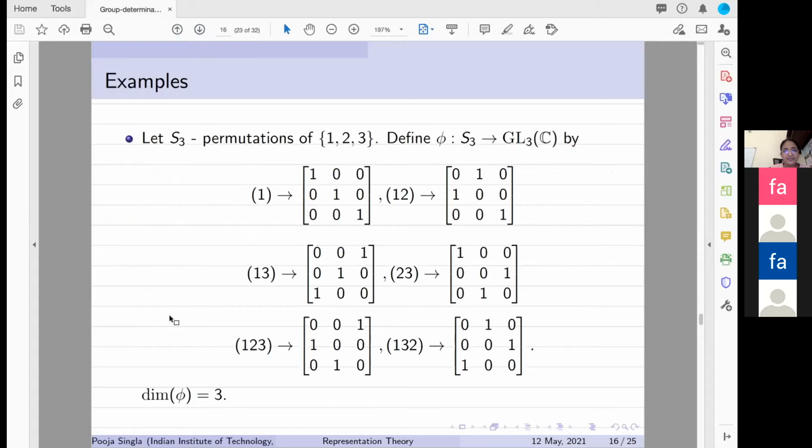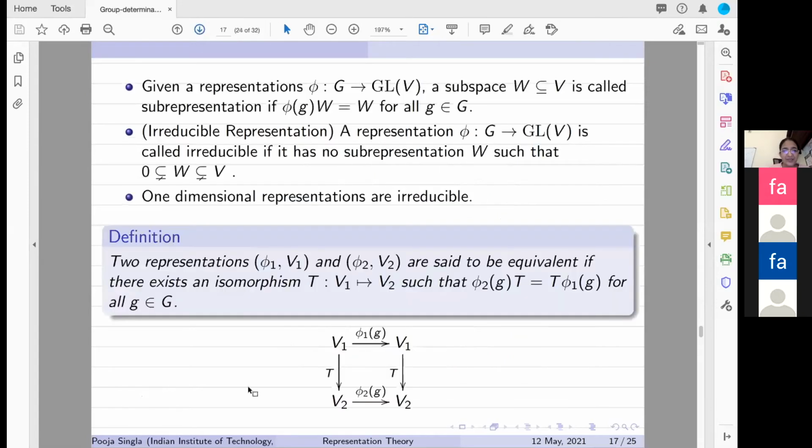Let's see some representations of higher dimension. So for example, I'm defining this map from S3 to GL3(C), where I explicitly give you the matrices. I leave it for you to check that phi actually is a group homomorphism. So this gives me a representation of S3, and it is a three-dimensional representation of S3. So the dimension of this representation is 3. Okay, so now I also need some more concepts to state Frobenius' result.